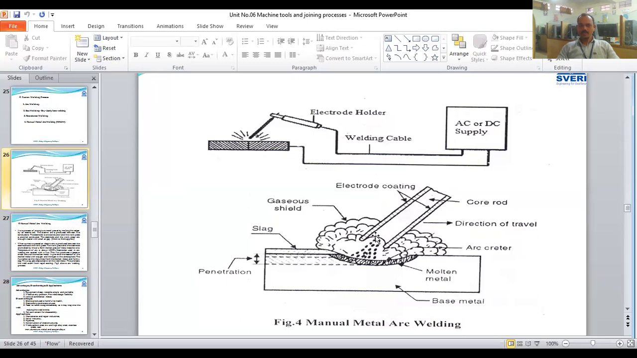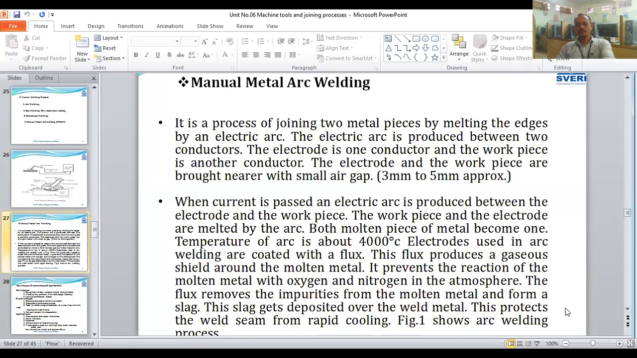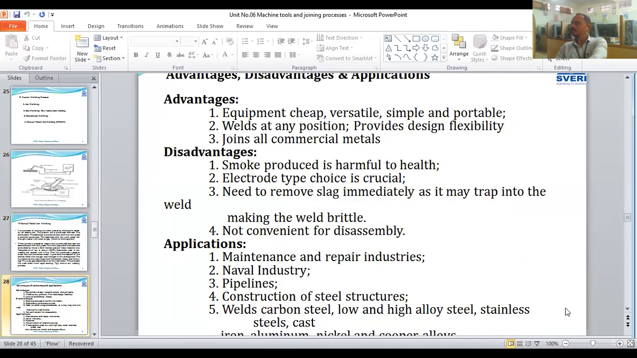That electrode is shown here. So this is the molten metal which is deposited into the melted workpiece. This is the manual metal arc welding.